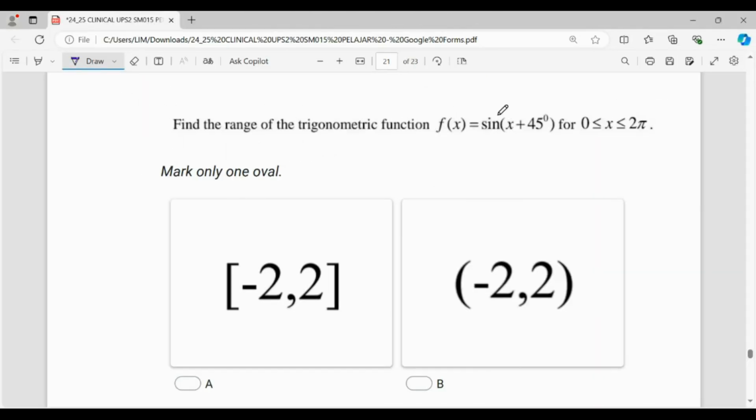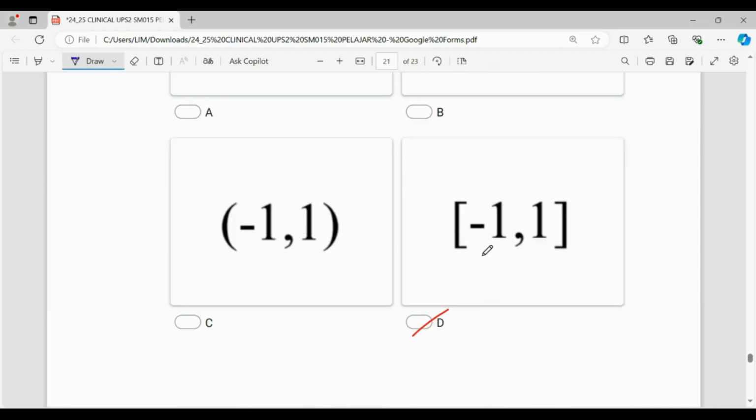Find the range of this trigonometric function. The range for sine is a sinusoidal shape going from -1 to 1. And we can see the coefficient here is 1, so its amplitude will be 1. Therefore, its range starts from minimum -1 to maximum 1. The minimum is included at this point, therefore we have a closed bracket here. So here we have this option.